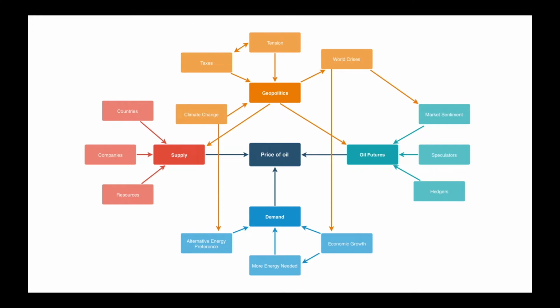When we talk about supply, we need to consider countries, companies, and geographical resources. For demand, economic growth of the countries and alternative energy preference. And geopolitical factors like sanctions, tensions between states, even climate change. To find this data, we can use financial reports or we can refer to events observed in the latest news.